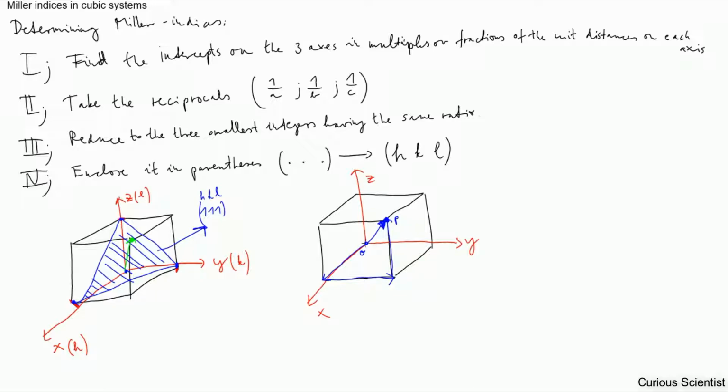So therefore we step first 1 in the x direction, and then from that direction, we step 1 in the y direction, and then we step 1 in the z direction, and then we obtain the P point here, and we just connect the O with the P, and that will be the normal vector of the 1, 1, 1 plane. So this is also a method to obtain the plane from the Miller indices.